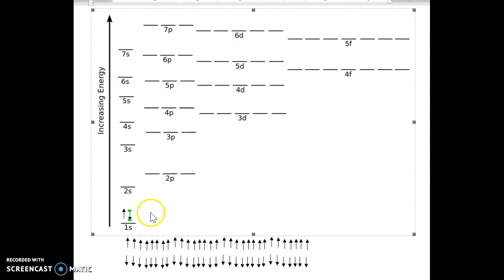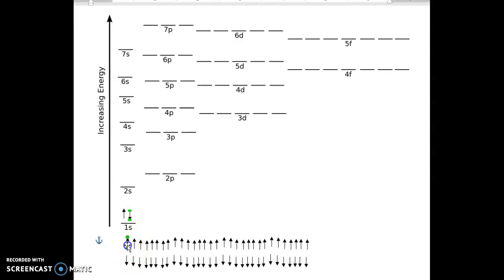But you notice I selected one with an opposite spin. This one is pointing up and this one's pointing down. So these arrows represent different spins, which is the fourth quantum number. And according to the Pauli exclusion principle, if they're going to be in the same orbital, they must have opposite spins. That's sometimes called paired electrons.